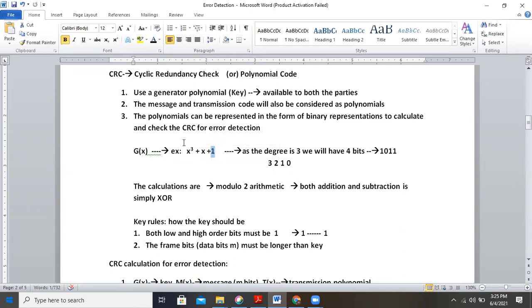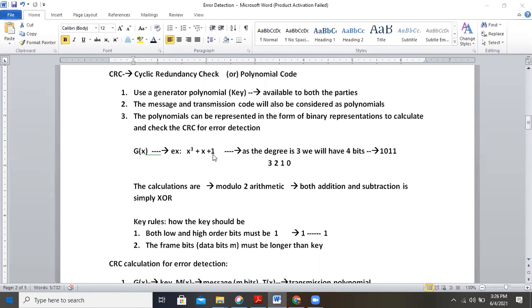X power 0 we can write, right? So we have the cube element, power 1 element, power 0 element. Whatever elements exist, for those constant values we take 1, and for any power that is not present in the equation we take 0. So for the third one I am taking 1, for power 2 I am taking 0, then power 1 I am taking 1 and power 0 I am taking 1. So this equation I can represent as 1 0 1 1.